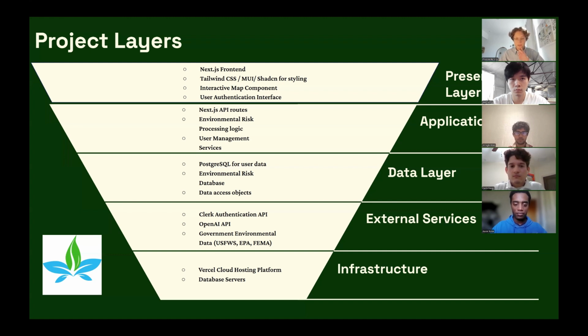Next is the external services layer. These are third-party services that handle our application capabilities, like the Clerk Authentication API for secure user authentication, and OpenAI maybe for advanced data processing. And we're also going to be using some governmental databases like the U.S. Fish and Wildlife Service, Environmental Protection Agency, and Federal Emergency Management Agency.